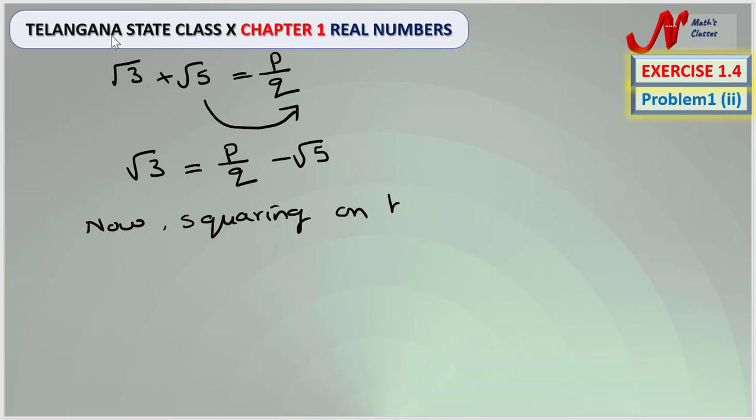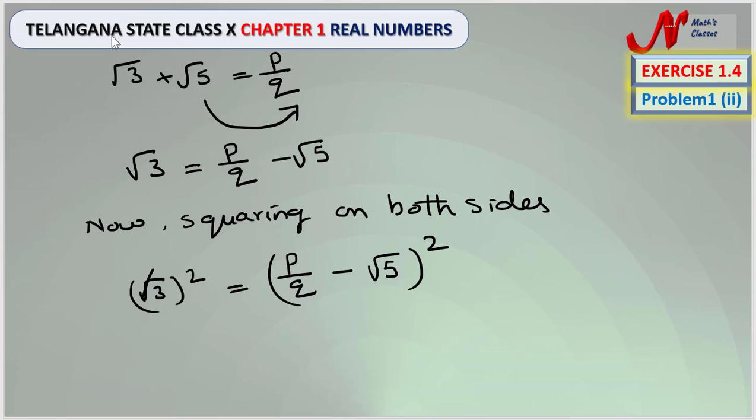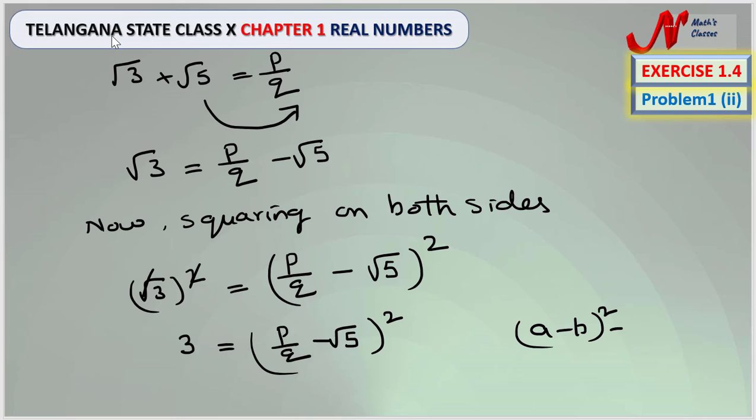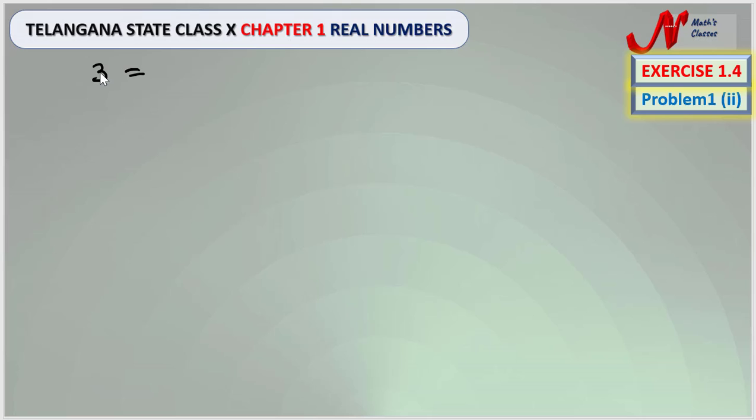Now squaring on both sides. So it can be written as root 3 whole square is equal to p by q minus root 5 whole square. So we can cancel root and square. Then it can be written as 3 is equal to p by q minus root 5 whole square. RHS is in the form of a minus b whole square, which is equal to a square plus b square minus 2ab. So we write the RHS in the form of a minus b whole square. So we can write next 3 is equal to p by q whole square plus root 5 whole square minus 2 into a, which is p by q, into b, which is root 5.